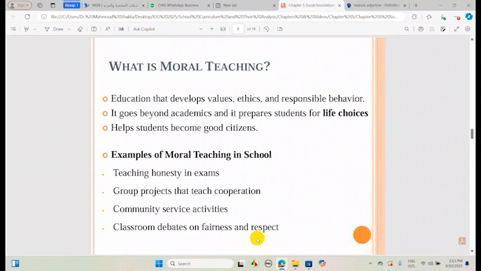Examples of moral teaching in school. Teaching on listening exams. Like these days, most of the students submit and present their exams online, so they depend on all their relatives, their siblings, their families, their parents. Group projects that teach cooperation, community service activities like volunteer work, classroom debates on fairness and respect.